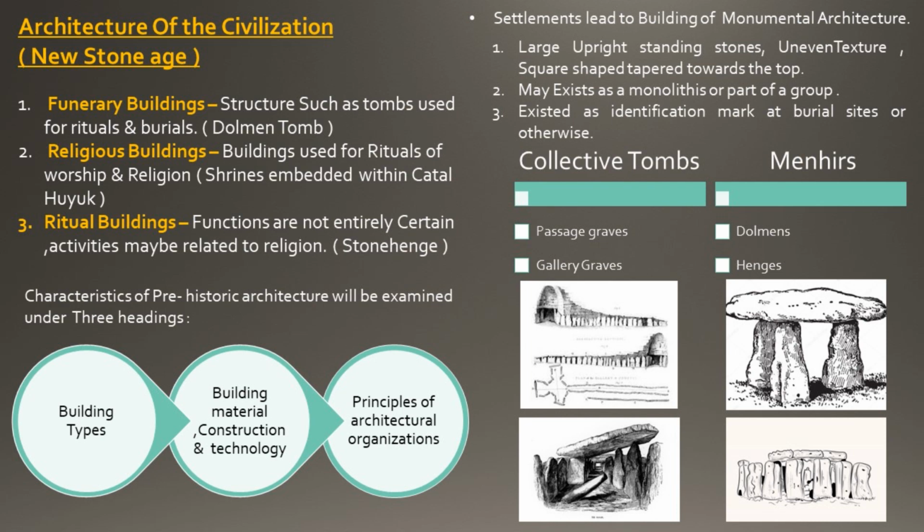There are three main characteristics of the civilization of the prehistoric era: first, building type; second, building material; third, principles of architectural organization. After the Neolithic period, settlements led to the building of monumental architecture. There are two types of structures, one being collective tombs and the second being menhirs. Collective tombs have two types, passage graves and gallery graves, whereas menhirs also have two types, dolmens and henges.